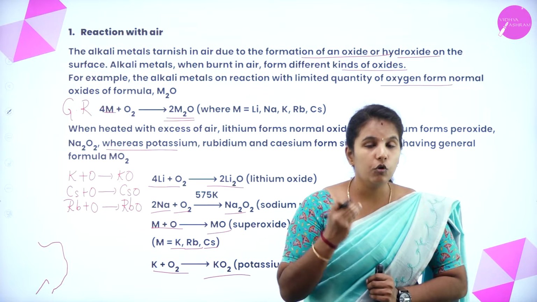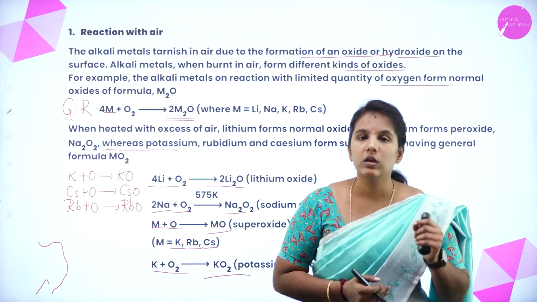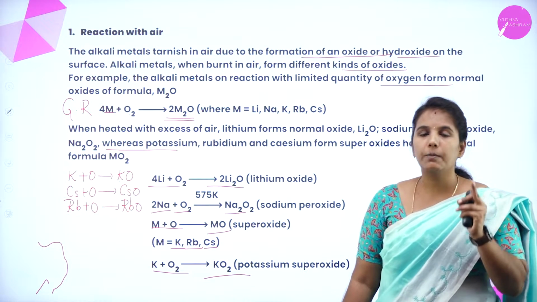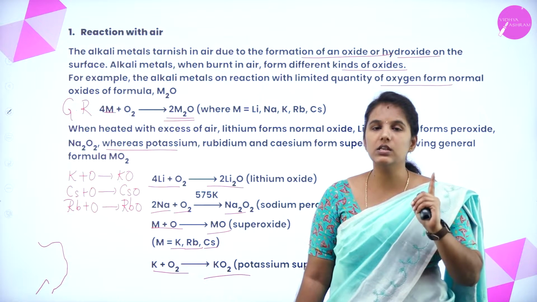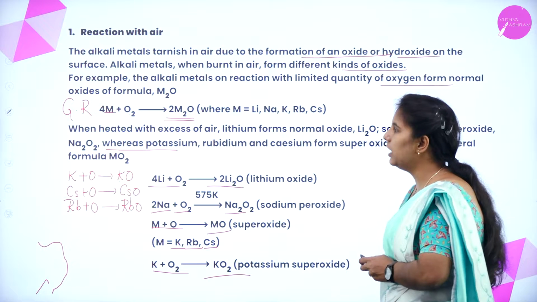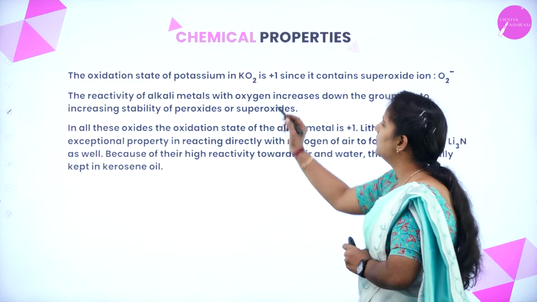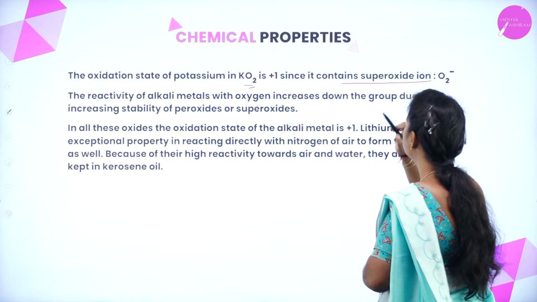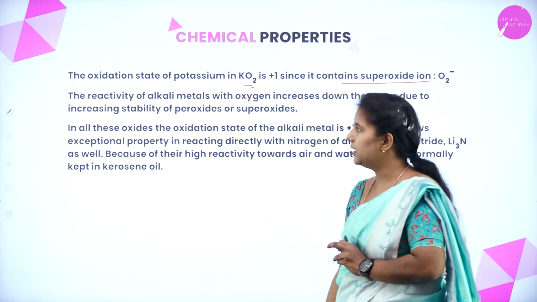Remember, only lithium forms a normal oxide, whereas sodium forms a peroxide, whereas potassium as well as cesium and rubidium form a superoxide. So I hope you all understood the reaction with air. The oxidation state of potassium in potassium superoxide is +1, since it consists of the superoxide ion, that is, the O2 minus ion.